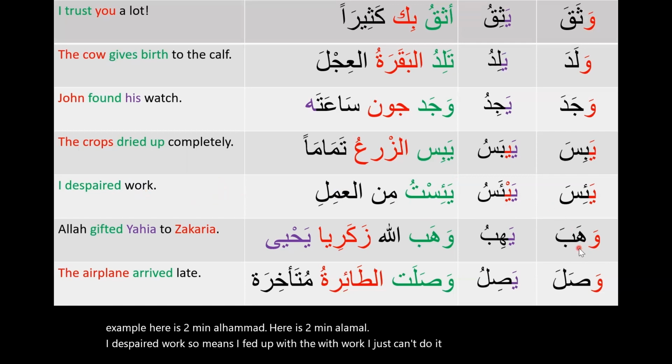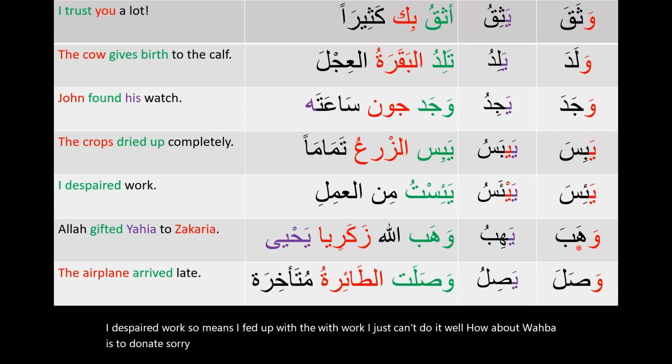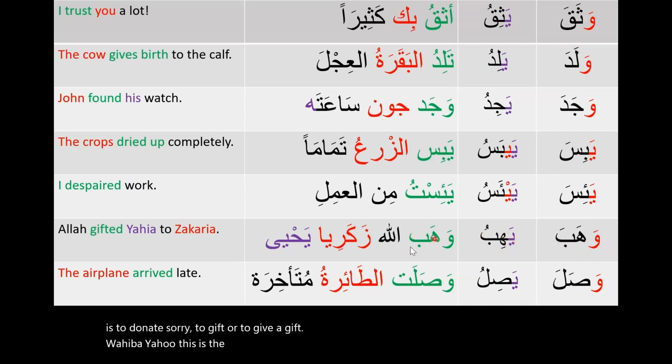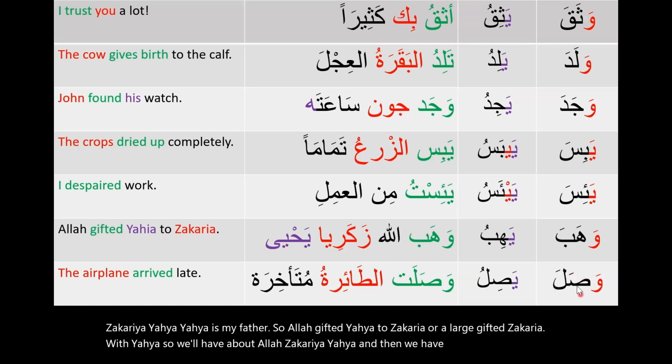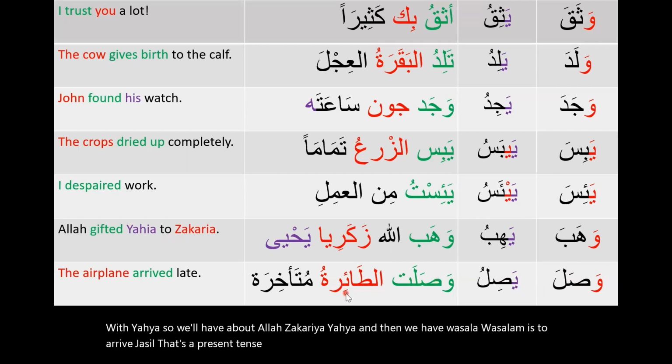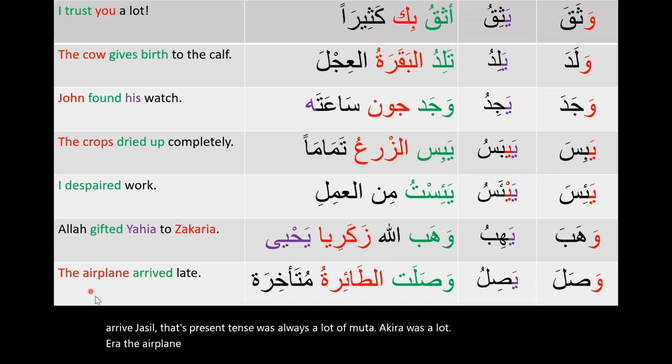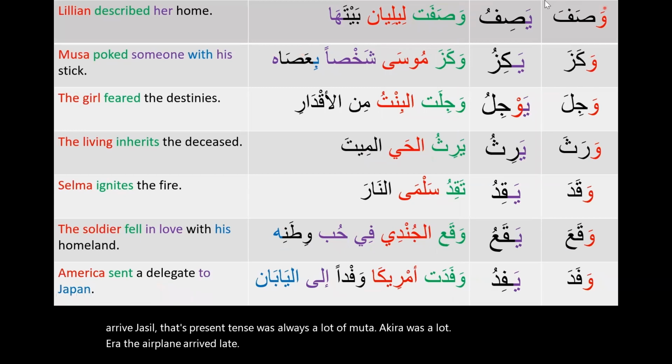Wahaba is to gift, or to give a gift. Wahaba, yahibu, that is the present tense. Wahaba Allahu Zakaria Yahya. So Allah gifted Yahya to Zakaria. And then we have wasala. Wasala is to arrive. Yasil, that's the present tense. وصلت الطائرة متأخرة. The airplane arrived late.